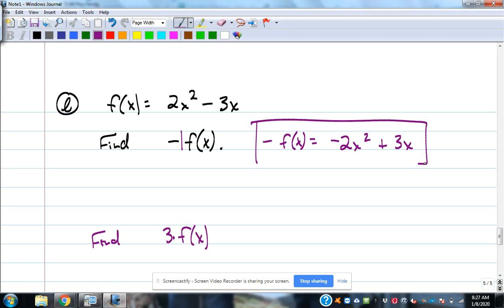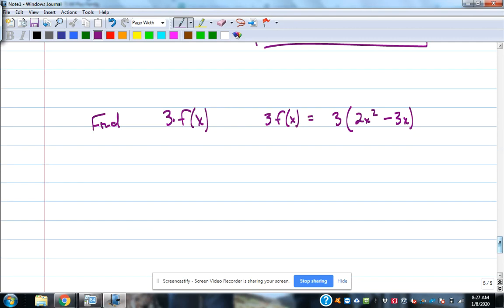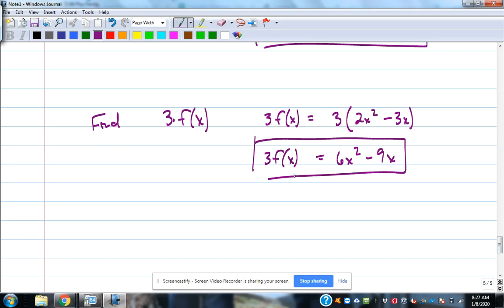It just changes the signs of everybody. On this one, it's multiplying everybody by 3, the whole problem. So that'd be 6x squared minus 9x. That's what 3 f of x is. So just some manipulation of functions using just some multipliers out of there on the outside. So you're not plugging in anything in the place of x for these. You're manipulating the coefficients.